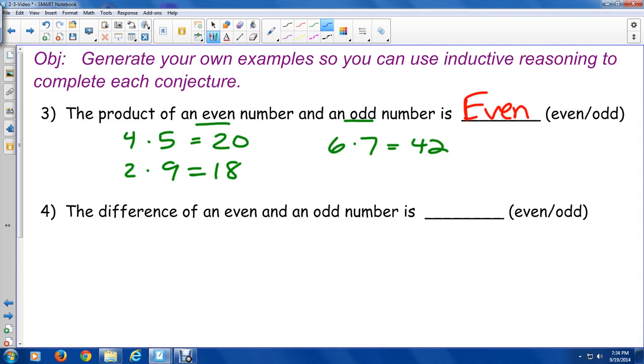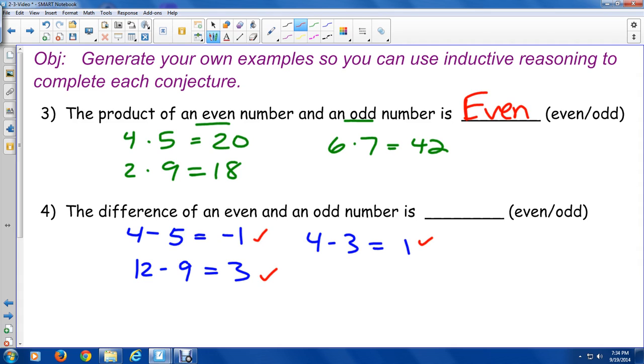There's one more for you to try. Difference of an even number and odd number is, go ahead, give yourself a couple examples. Notice this time I'm subtracting when it says difference. 4 minus 5, I get a negative 1. Don't worry. We're just worried about if it's even or odd, so it's a negative. That's okay. Let's do a different one. This time I'm going to do 12 minus 9, and I'm getting a positive 3. And I'm going to do one more just for fun. 4 minus 3 gives me a positive 1, and let's see, I got an odd number, I got an odd number, I got an odd number. I'm going to say that it appears that the answer is always going to be odd.